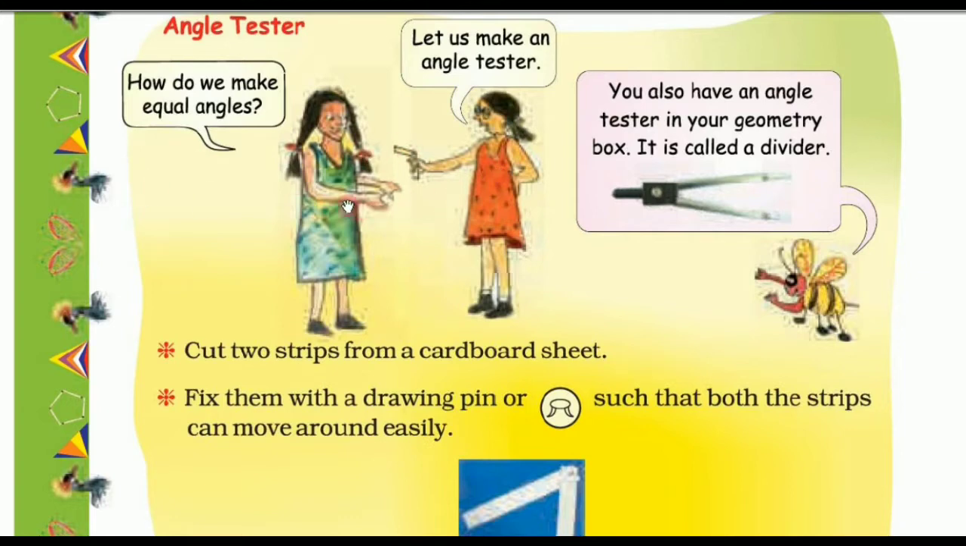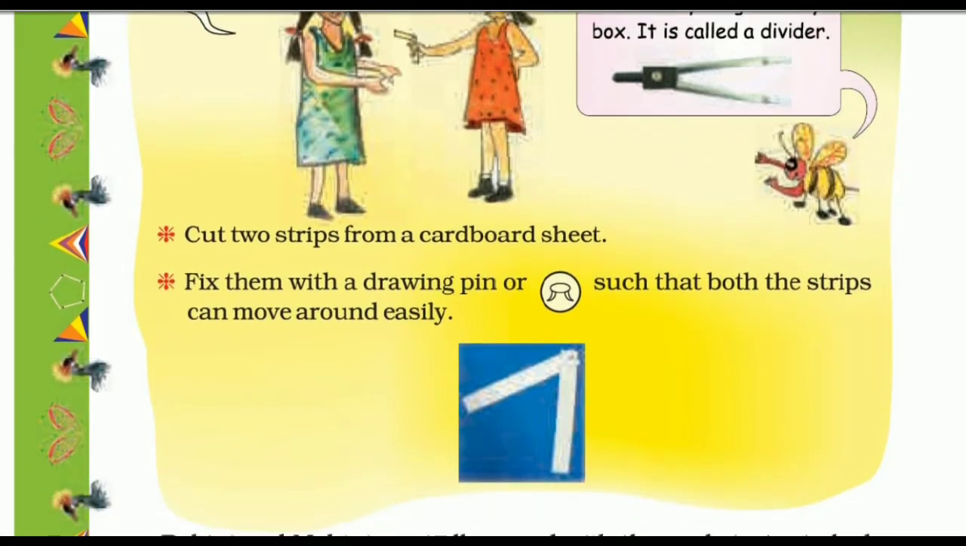These both are talking with each other. You also have an angle tester in your geometry box. It is called a divider. So open your geometry box and look in it. You will get this, and it is called a divider. Otherwise you can make one with cardboard sheets.